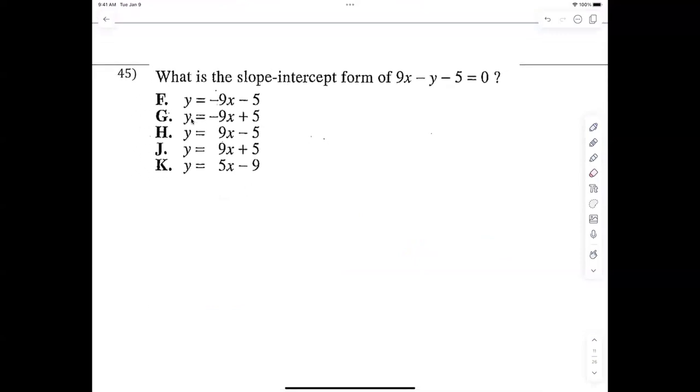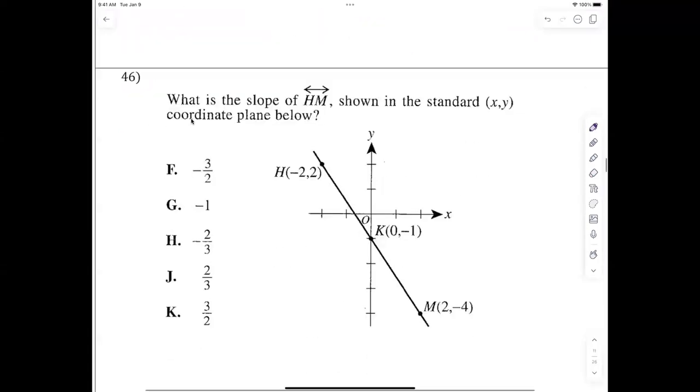What is the slope-intercept form of 9x minus y minus 5? Slope-intercept form, if you forgot, is just what format? Someone tell me. Y equals mx plus b. So the only thing we need to do on this problem is move what? Move the y. Again, embarrassing for a college entrance exam. So what is that? Y equals what? Yep, we are brilliant. Moving on. Let's try the next one.